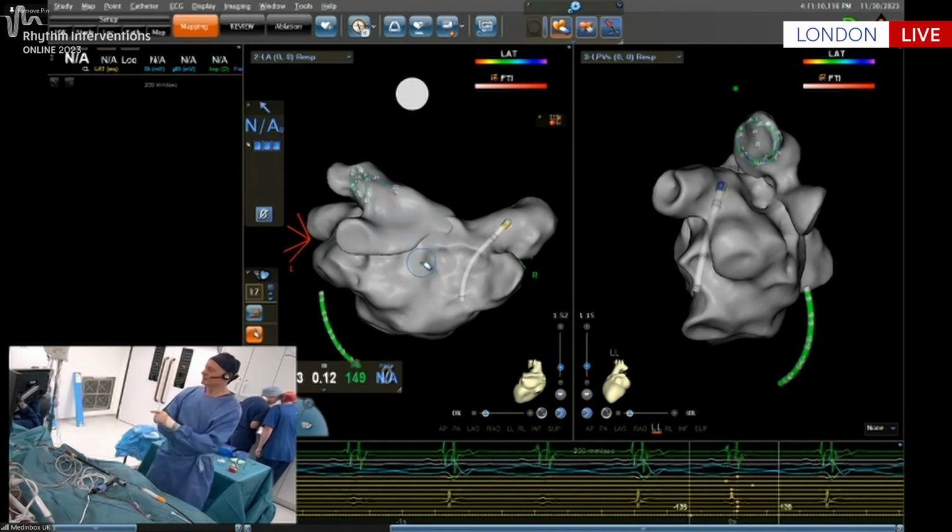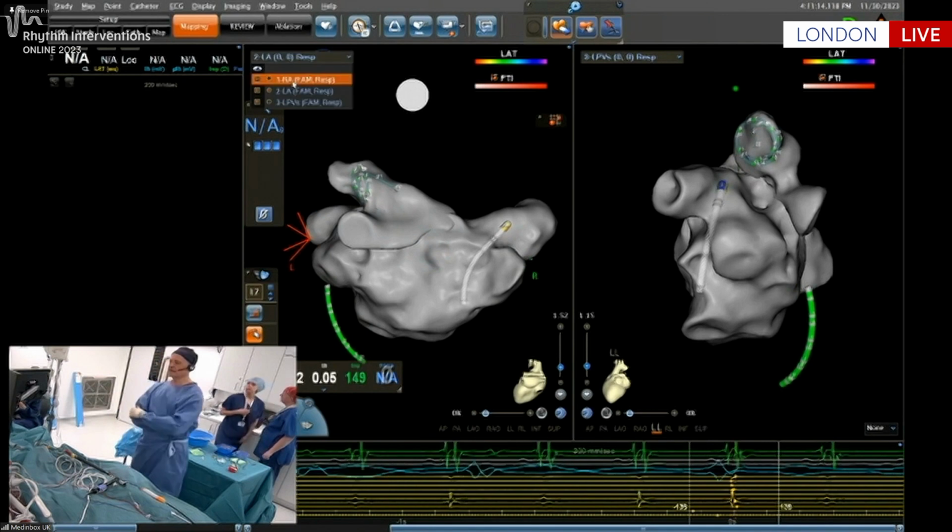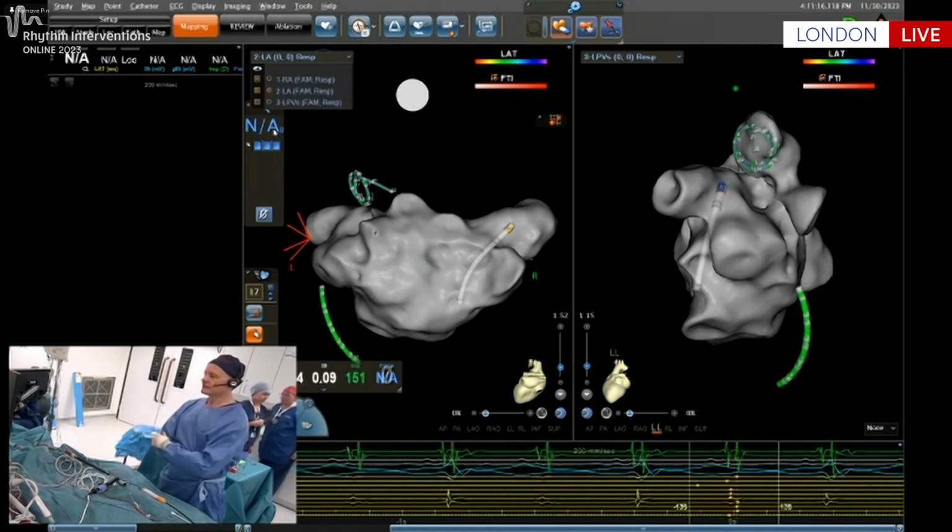And then, sorry guys, it'll be easier if you take off the veins, get rid of the veins on the LA, and then that's great.